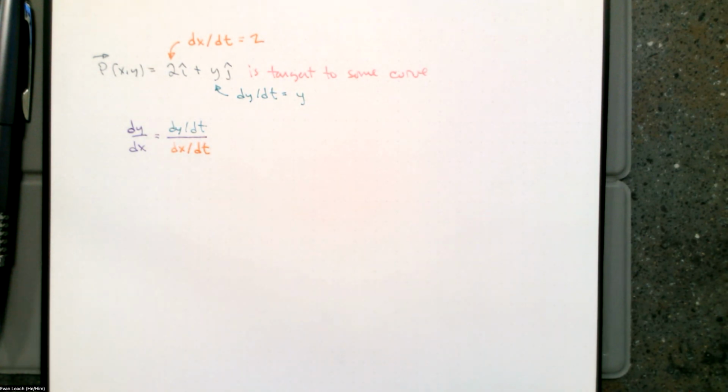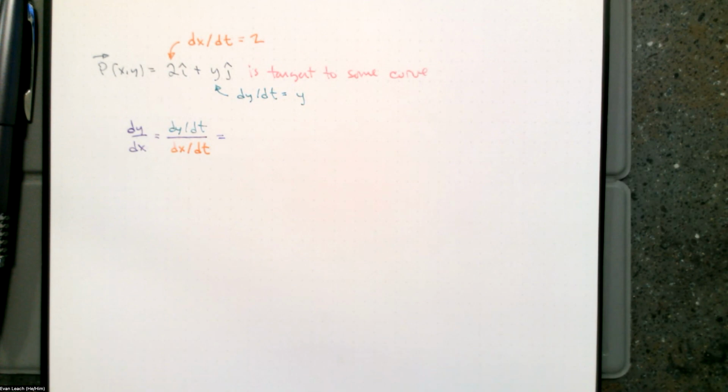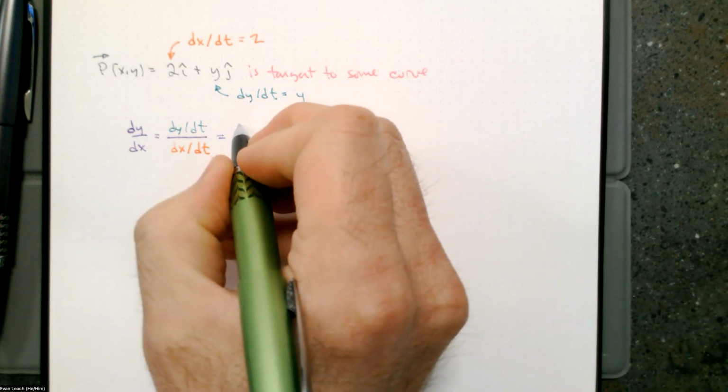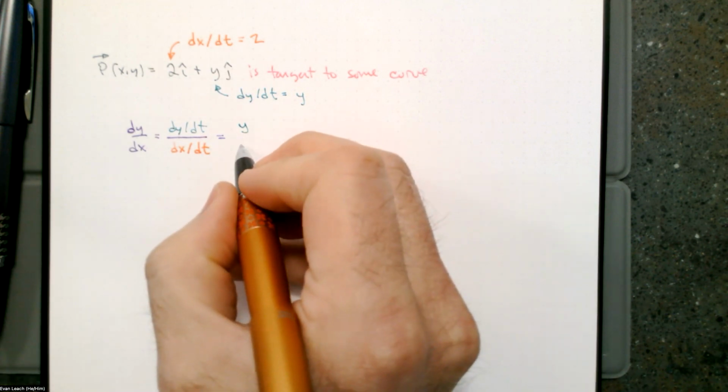Notice if I look at dy dx, if I take dy dt and divide by dx dt, the dt's cancel out and I have dy dx. I can remove this parameter and see what dy dx looks like. dy dx will look like dy dt over dx dt. dy dt is y. dx dt is a constant 2.